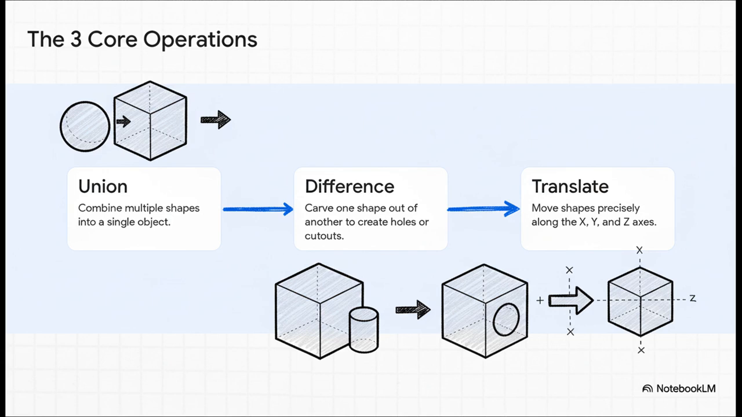So you've got your shapes, now what? Well, you use 3 core operations to work with them. First, you can join them together into one single object. That's called a union. Second, you can carve one shape out of another. This is how you make holes or cutouts. That's called a difference. And third, you can move your shapes around with perfect precision. We call that translate. Union, difference, translate. With just those 3 tools, you can build pretty much anything.